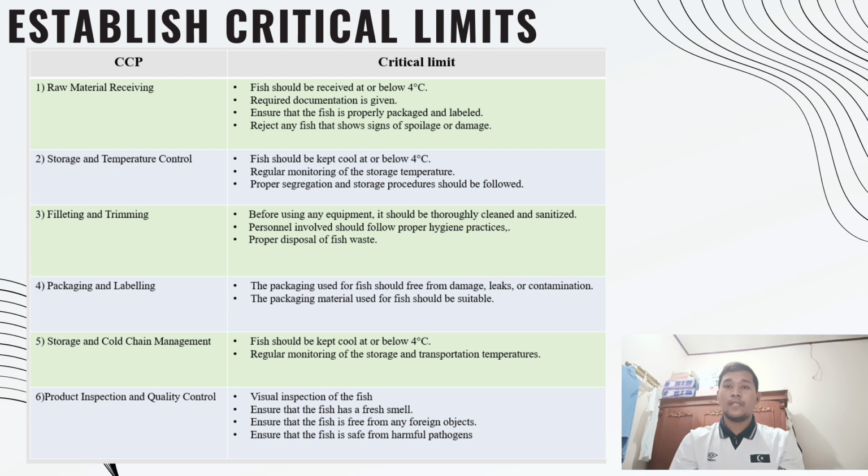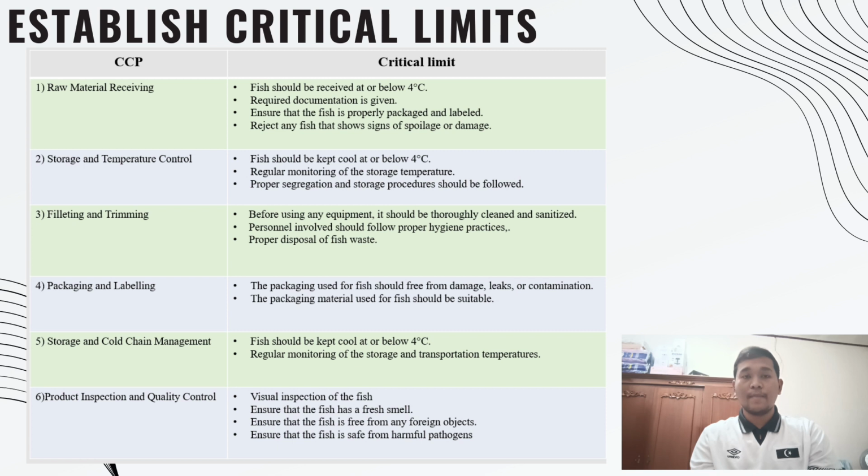Next, required documentation helps to ensure traceability and confirm that the fish has been sourced from an approved and reputable supplier. Ensure that the fish is properly packaged and labeled, including information on the species, and check for any damage or tampering to the packaging and verify that the labeling is accurate and compliant with regulation. Reject any fish that shows signs of spoilage or damage, because fish should have clear, bright eyes, shiny skin, and firm texture.